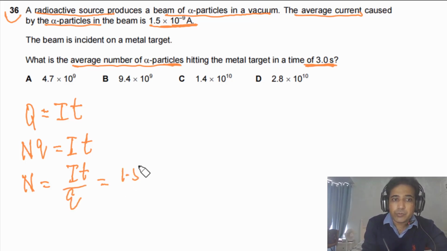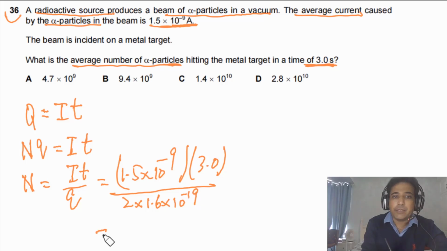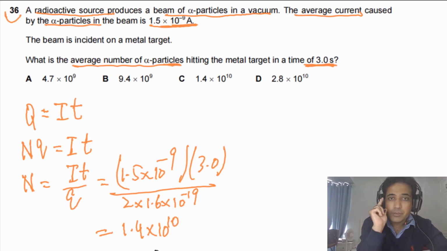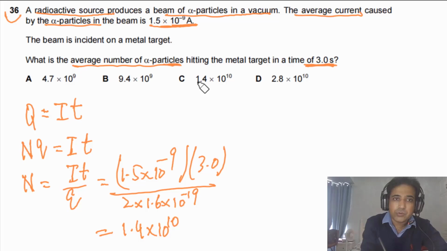I is equal to 1.5 times 10 to minus 9 amperes, and time is 3.0 seconds, and the charge on one alpha particle is 2 times the charge on a single electron, 2 times 1.6 times 10 to minus 19 coulombs. And if we solve this one, we will get 1.4 times 10 to 10. So this number of alpha particles will hit the metal target in a time of 3 seconds. So this is our answer. So the answer should be C. So C is the right answer.